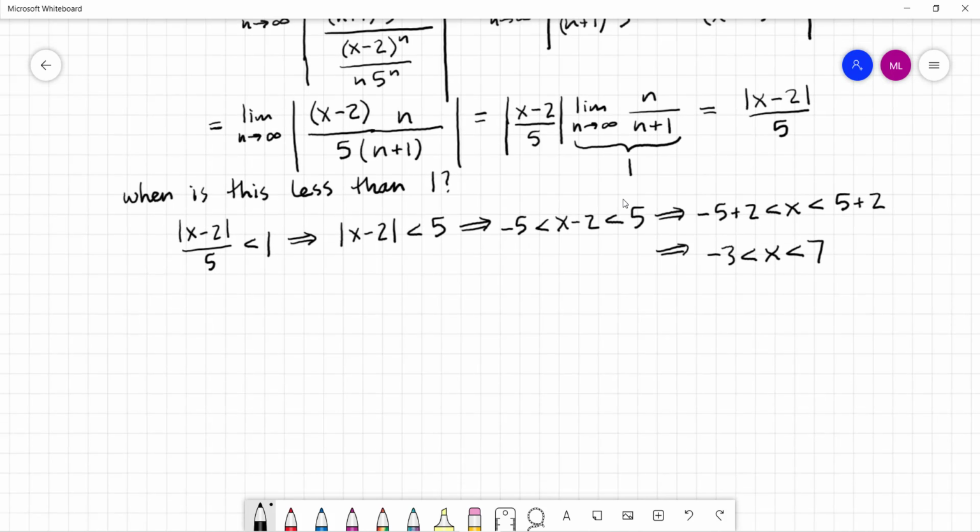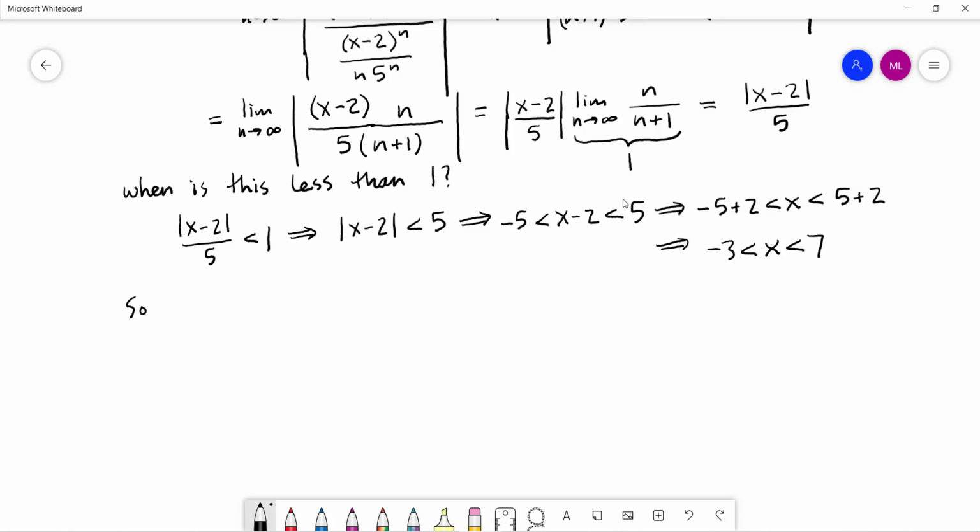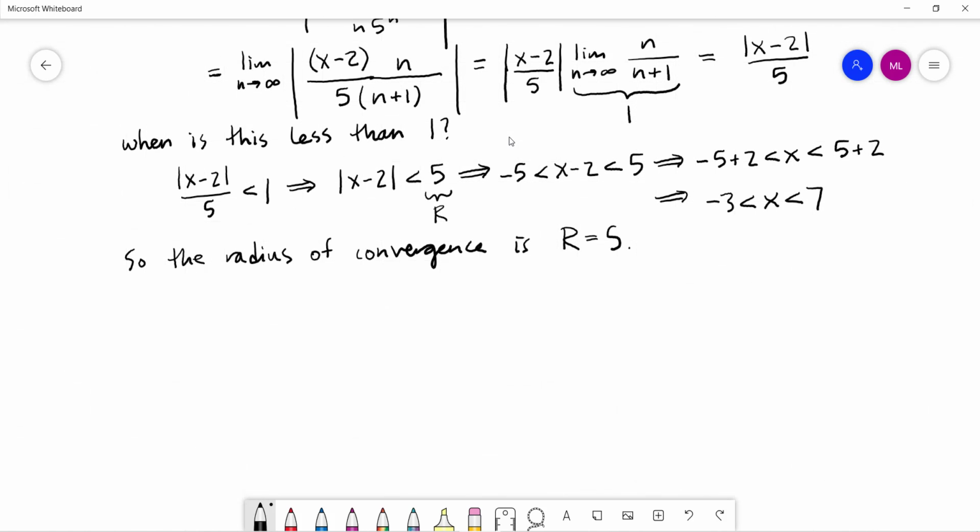So in this case, the radius of convergence is 5. We figured that out right at this step. Whenever you get the x minus some constant in absolute values by itself, whatever's on the other side is always going to be our r. So the radius of convergence is r equals 5. And the interval of convergence is going to go from negative 3 to 7, but I don't know about the endpoints.